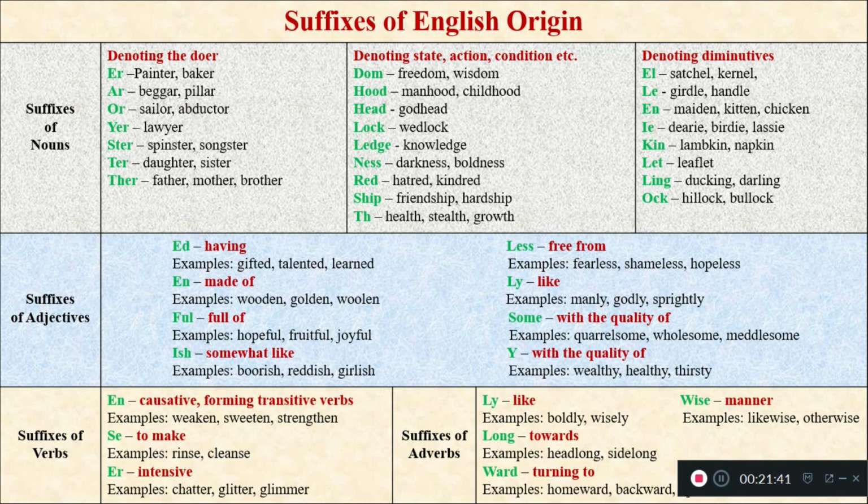Now some suffixes of verbs and adverbs are given here. I think you do not need any more explanation. Rather, I suggest you pause the lecture and go through the examples.